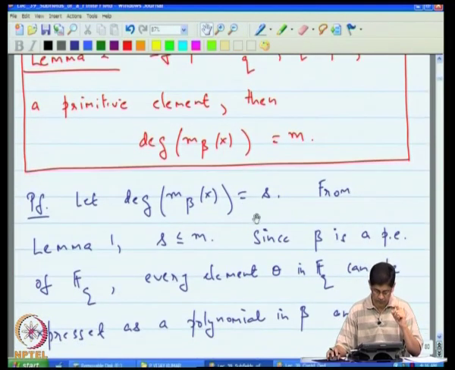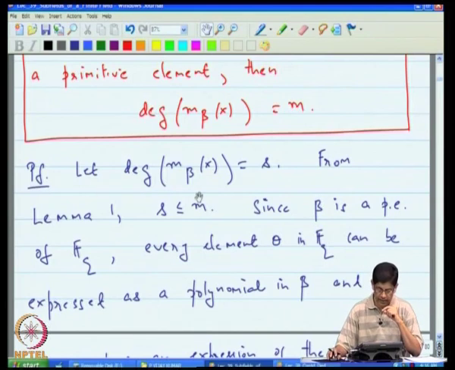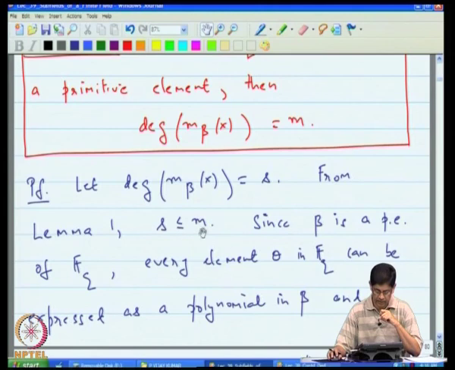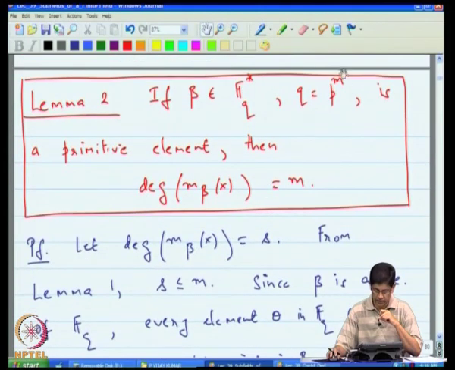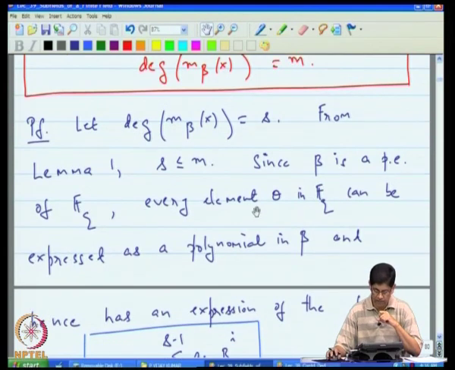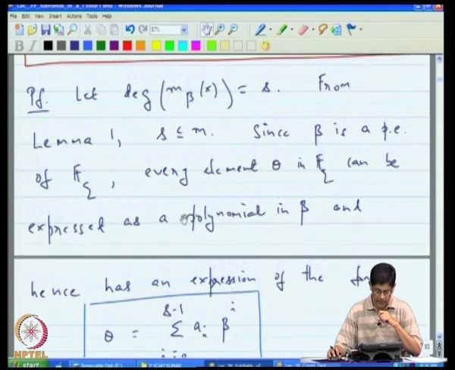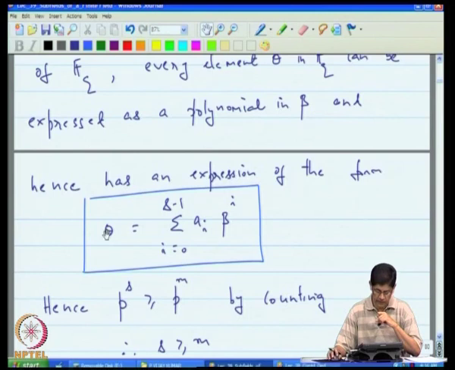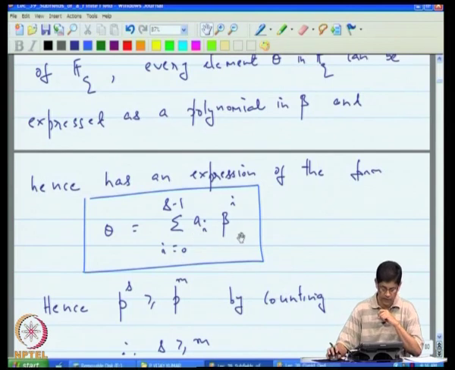Okay, what is it that makes the difference? Let us say that the degree of the minimal polynomial of beta is s. Now, we already know from the earlier lemma that s is less than or equal to m, right. So, because we are dealing with the same finite field, the degree is less than the exponent in the size of the finite field. But since beta is a primitive element of the finite field, every element theta in the finite field can be expressed as a polynomial in beta, and therefore has an expression of the form theta equals the sum i equal to 0 to s minus 1 a_i beta to the i.